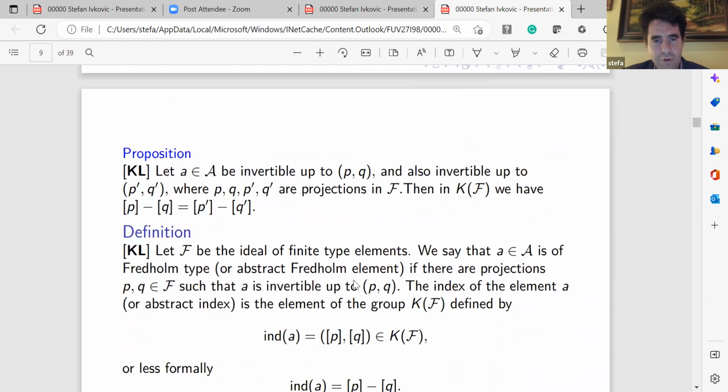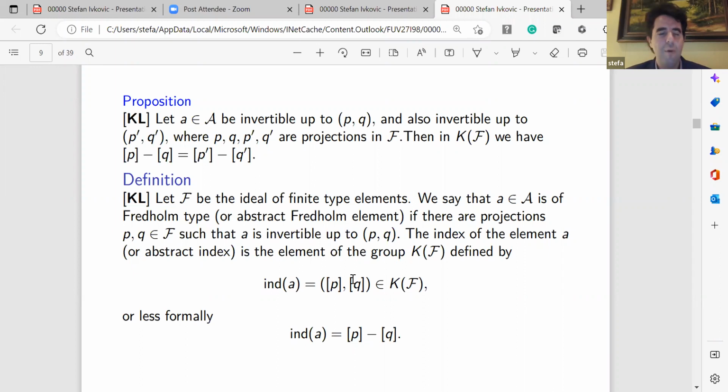And finally, I shall define the Fredholm type elements. But before that, we should ensure that the index will be well defined in this K group, and it does not depend on the decomposition. So if A is invertible up to PQ, and also invertible up to P prime Q prime, where all these are projections in F, then Kečkić and Lazović proved that actually this difference will be the same in this K group. And hence, they are able to define Fredholm type elements. Simply, they say that A in the algebra is of Fredholm type if there are projections. Here, the problem in the definition is that they do not specify a Fredholm type with respect to this ideal, because you can also have another ideal, then things change.